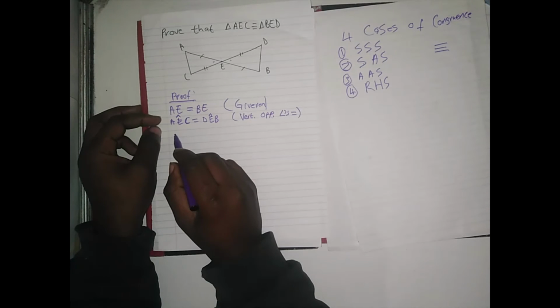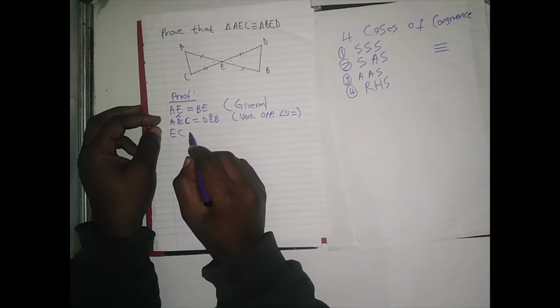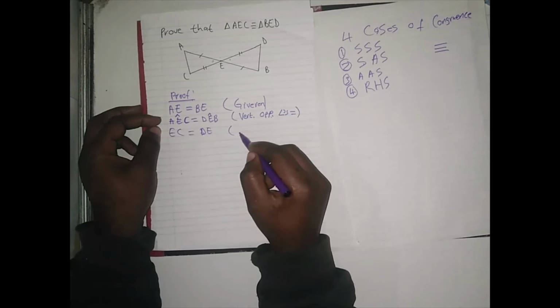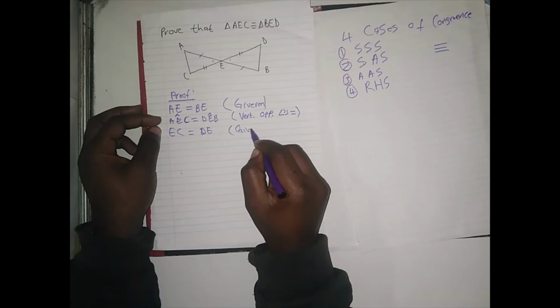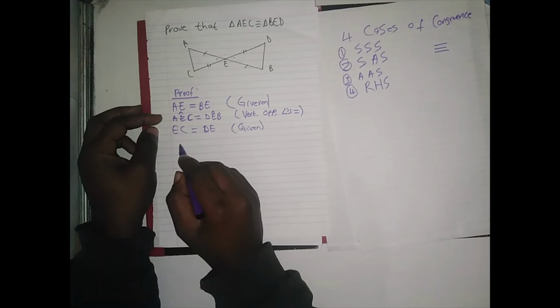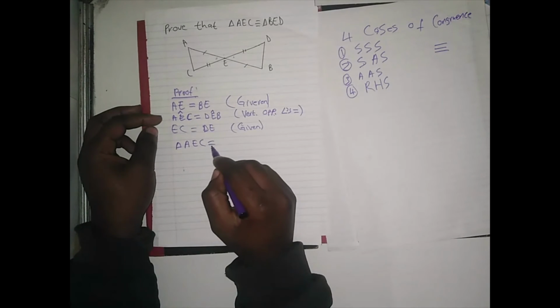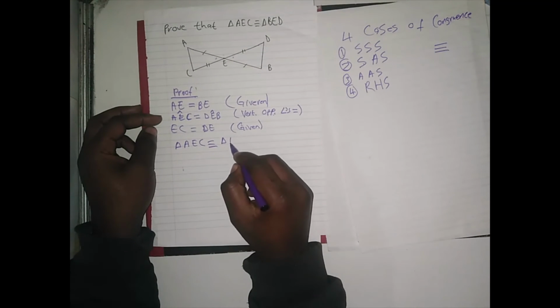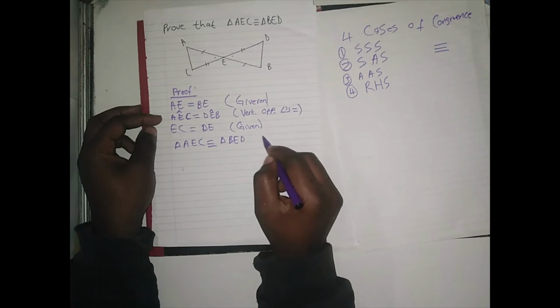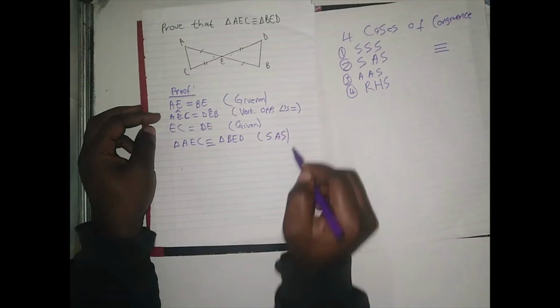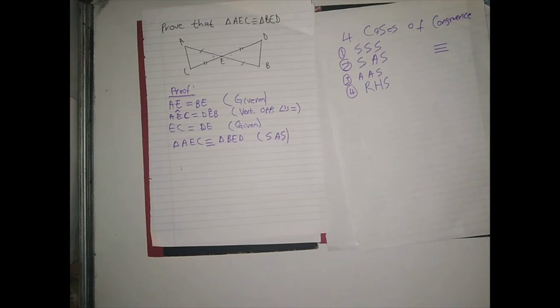Okay, and then lastly the other one we are given. So side EC, sorry, line EC is equal to line DE, and then what is the reason? It is given. Okay, so because of that, triangle AEC is congruent to triangle what? Triangle BED. What is the reason? It's side angle side. All right, did you see that?